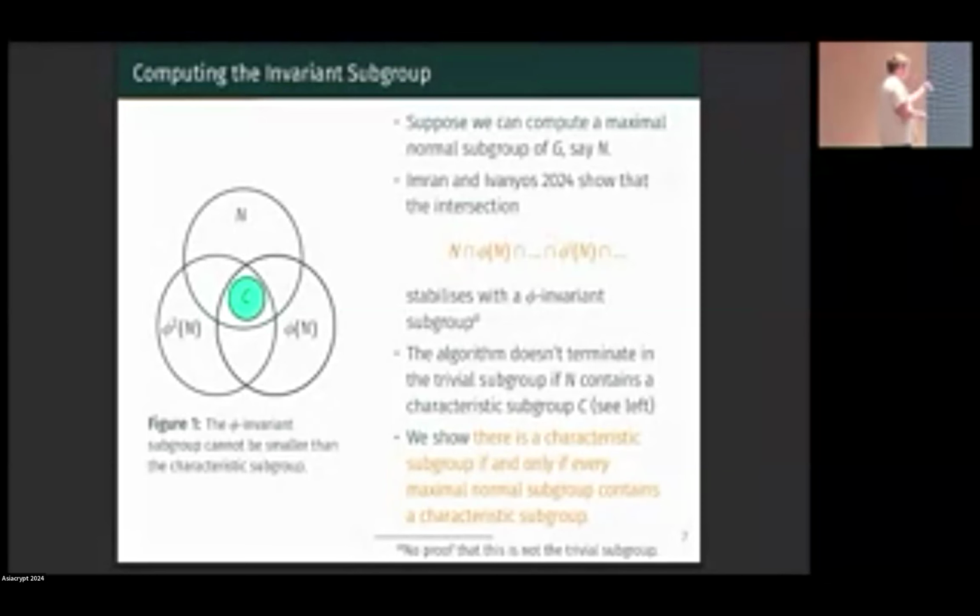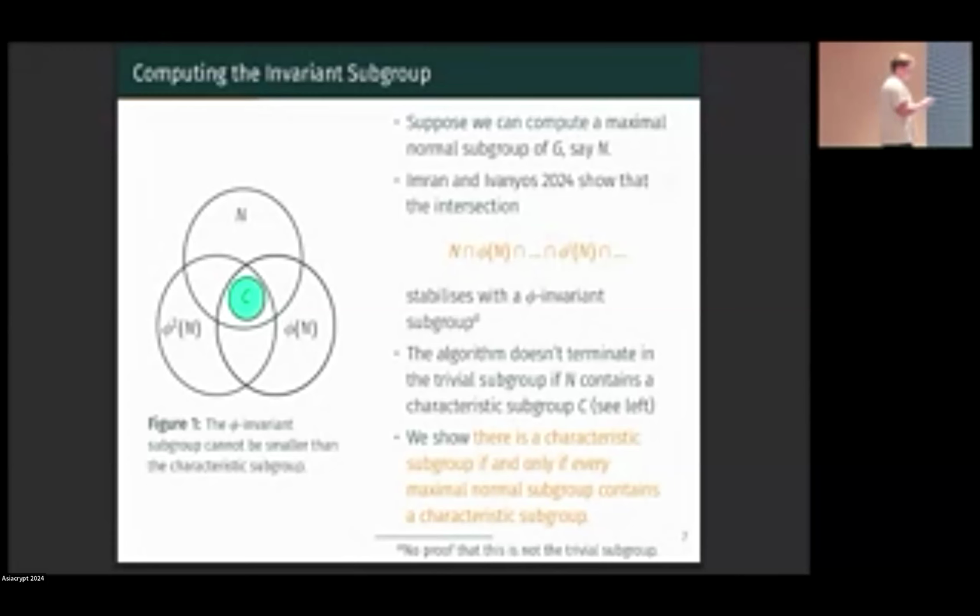And so we have this nice result where we show that having a characteristic subgroup, any characteristic subgroup, is actually equivalent to every maximal normal subgroup containing a characteristic subgroup, which is nice for a couple of reasons. One is that we're sort of agnostic about which maximal normal subgroup we get, because either all of them will do or none of them will.